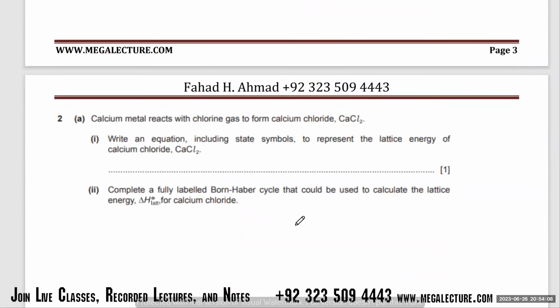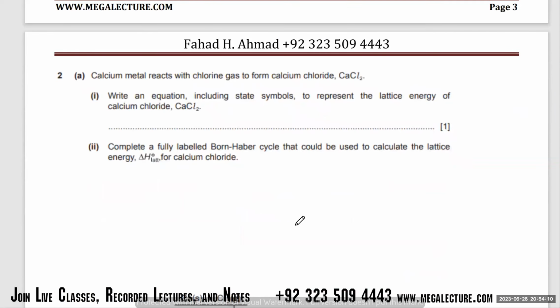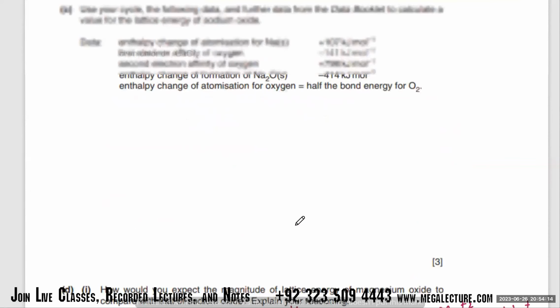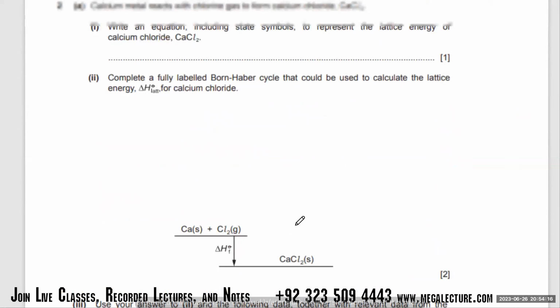So next one. Ortho question, that's it. The next one is, again, we just have to draw a bond. I said, remember, this question is going to come in almost every exam. I said, this one, complete a fully labeled Born-Haber cycle, calcium chloride.